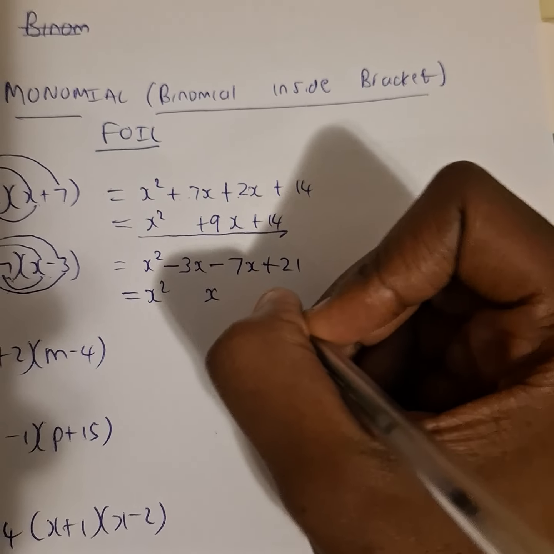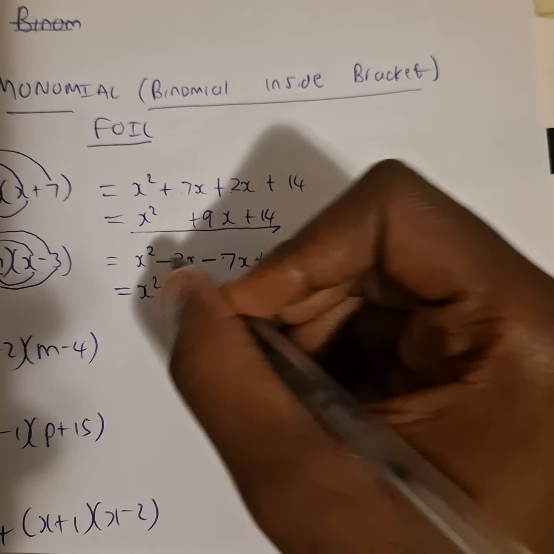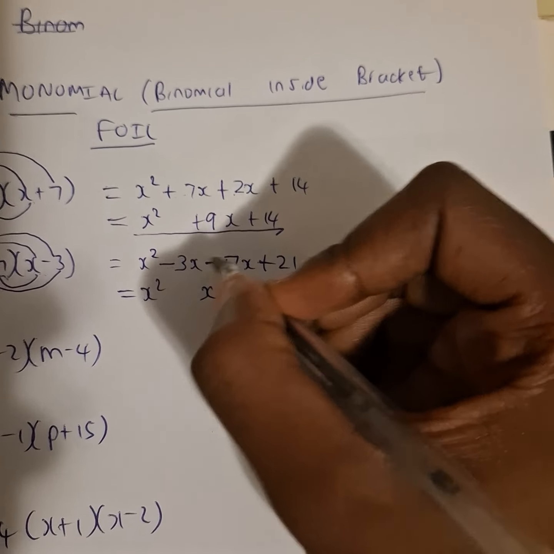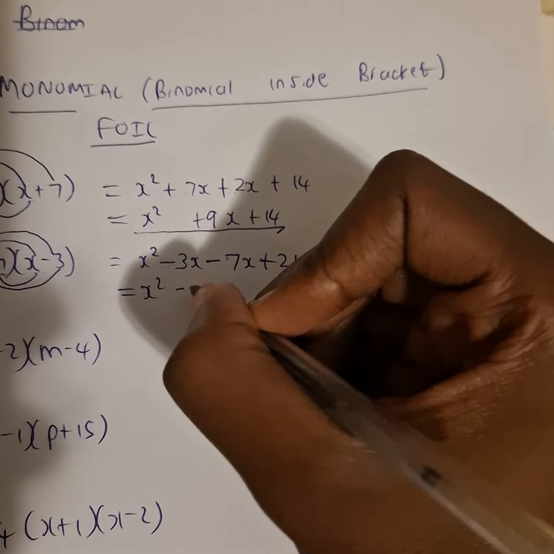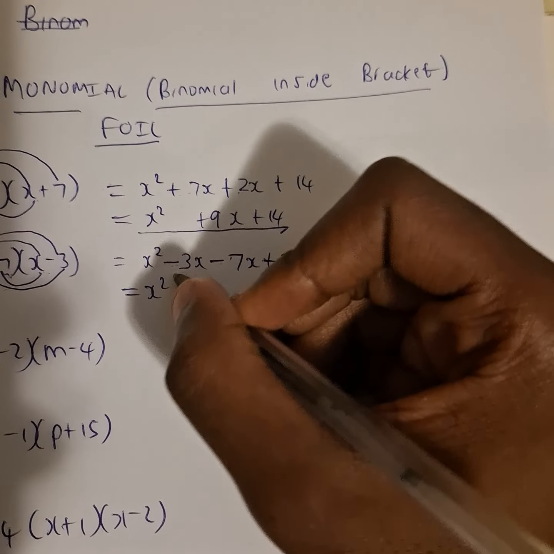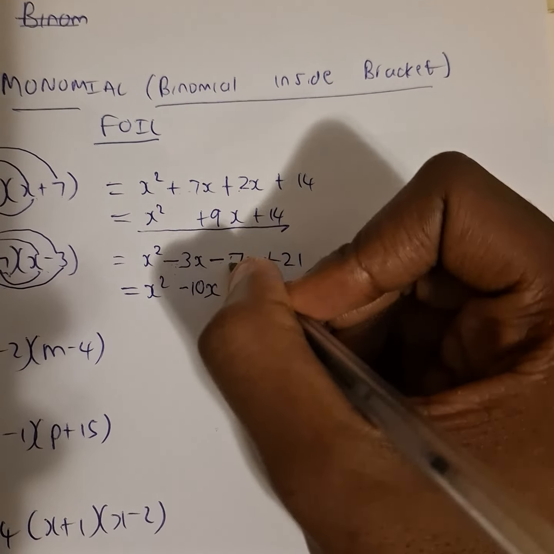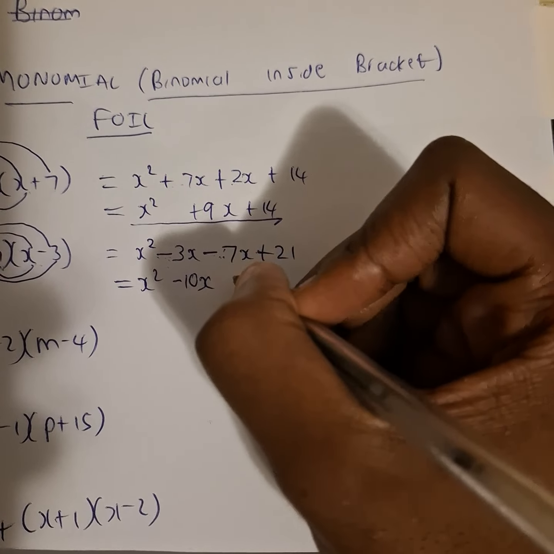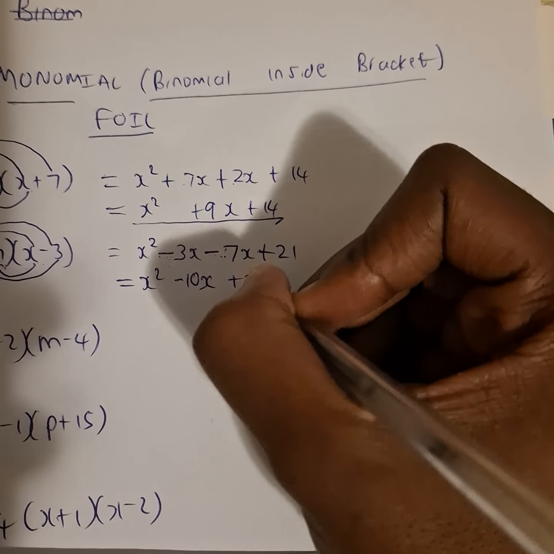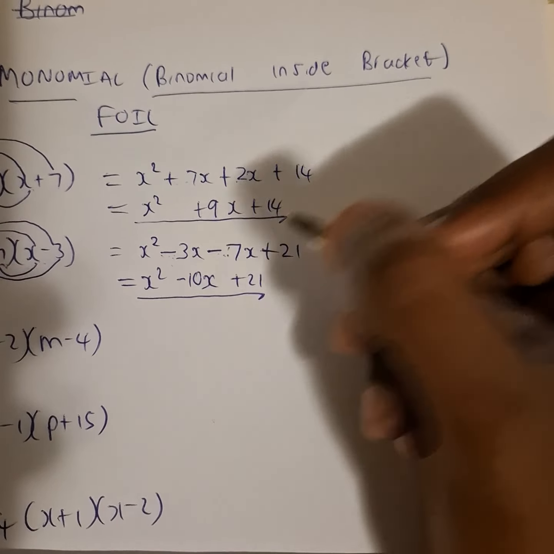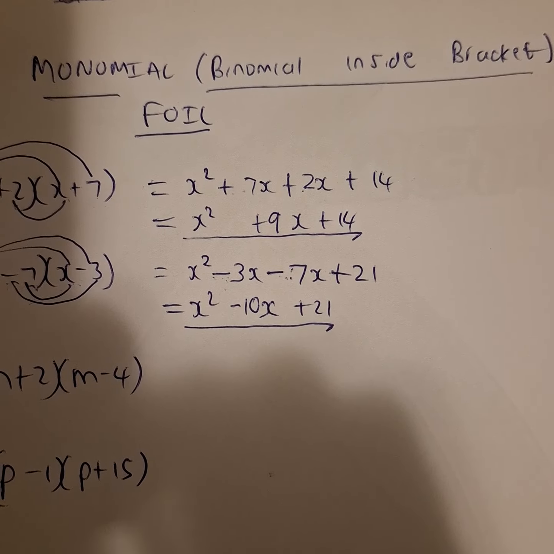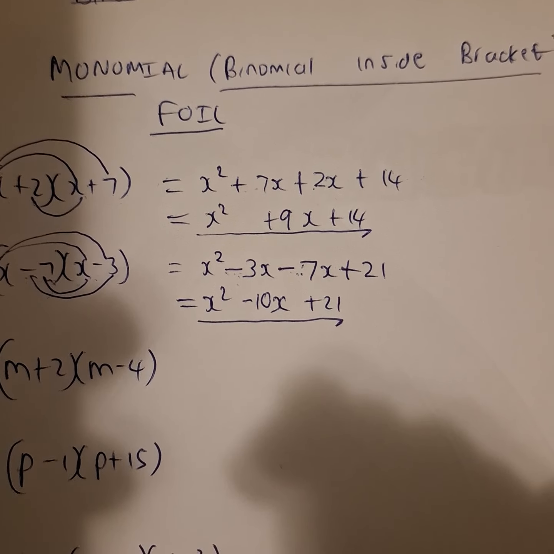So we keep the variable x, then we add and subtract the coefficients. Negative 3 minus 7 gives us negative 10. Very important: use your calculator if you don't know, so that you can be sure about the addition or subtraction of those like terms. Plus 21. There are no further like terms, so we leave our answer as x squared minus 10x plus 21.